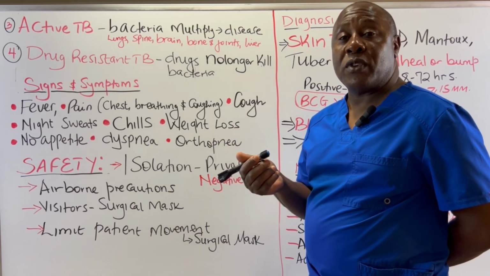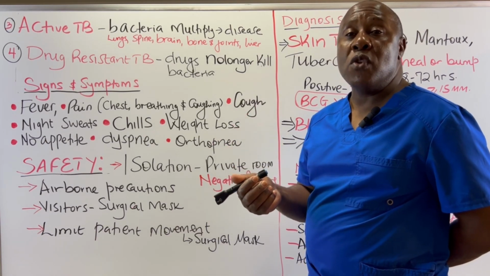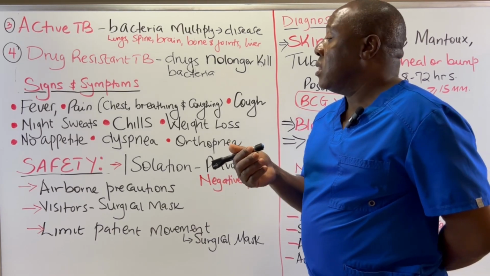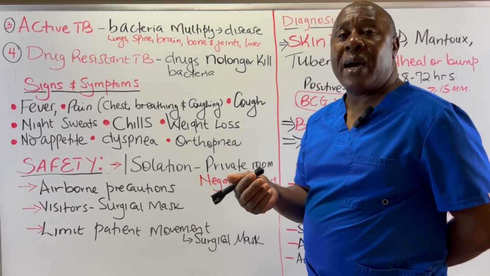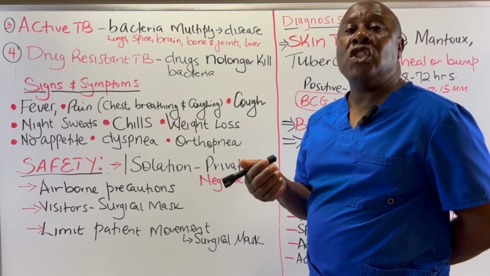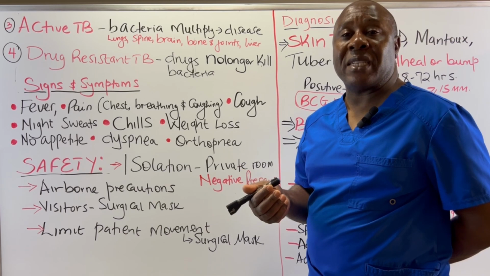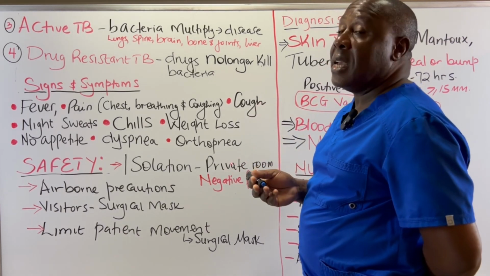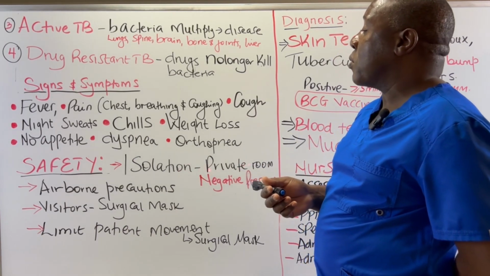When this cough is productive, they produce very thick mucus or blood-tinged mucus. That mucus with the blood traces is because the lung parenchyma is being destroyed by the bacteria. So they cough blood. They have a cough which can either be dry or productive.